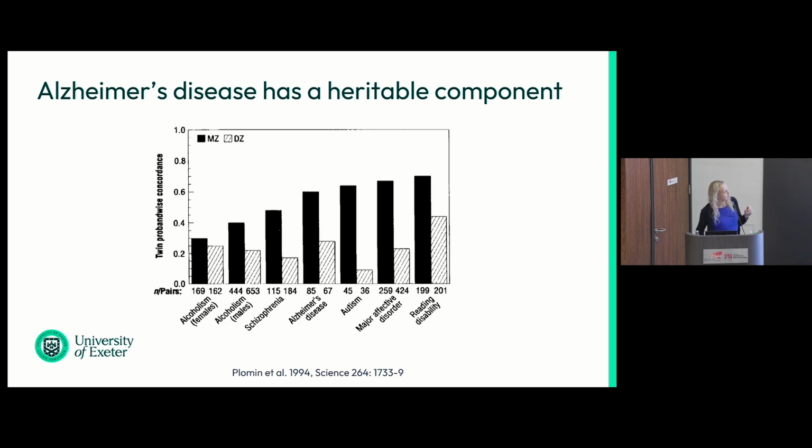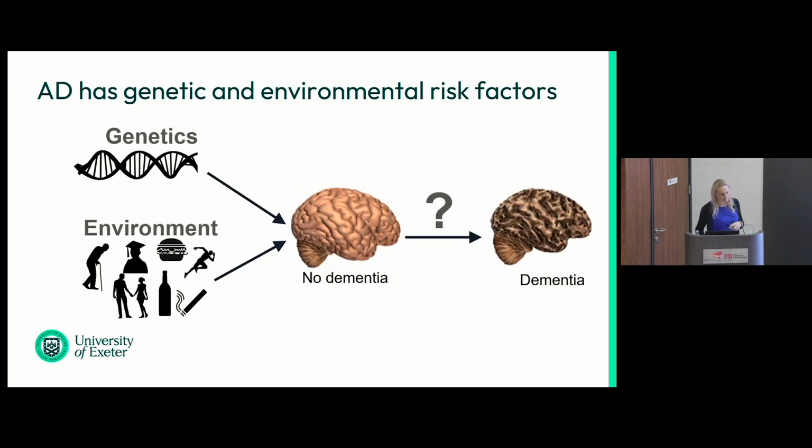This is a twin study, from the 1990s, but the statistics are still true. You can see here Alzheimer's disease, and when you've got identical twins, shown in black, you've got about twice as much twin concordance for disease as non-identical twins, which shows genes are important. But it also shows that genes don't explain everything, because we've still got 40% identical twin discordance for disease, which suggests that other, perhaps environmental, influences are playing a role.